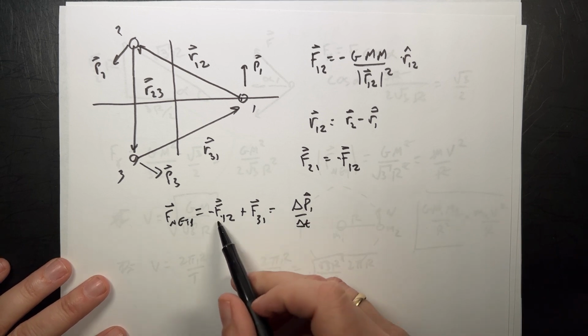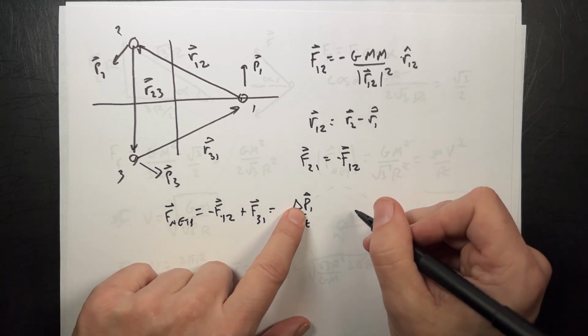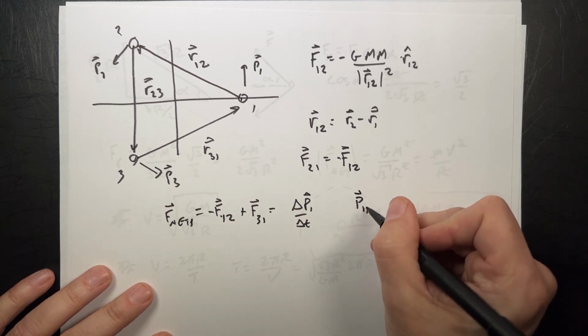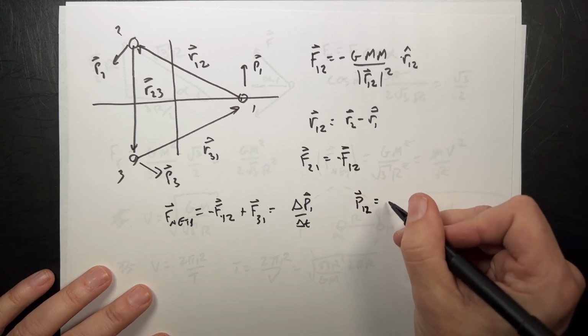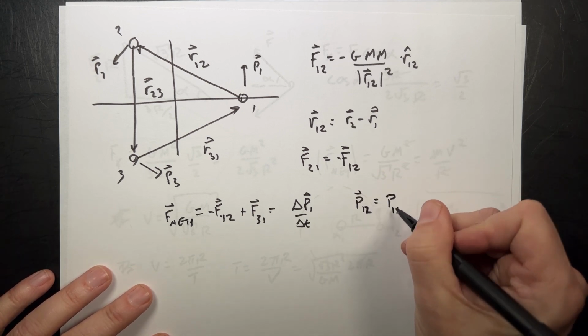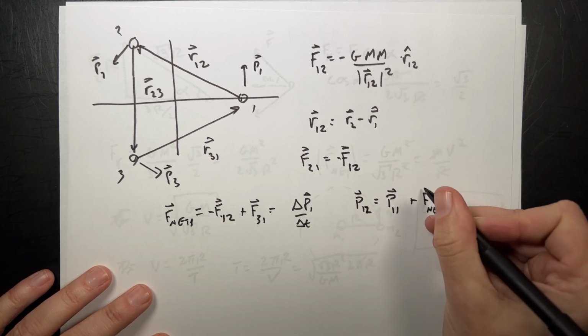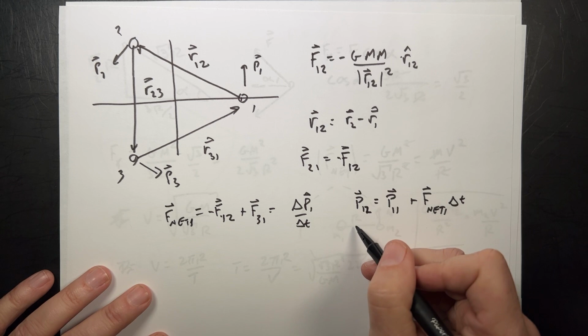So if I assume these forces are constant over a short time interval, I can say the final momentum at the end of the time interval for 1, P12, that's the momentum at the end of the time interval. I know the notation stinks. Is P11 plus F net 1 delta T. So I can update the momentum. I can do that for the other objects too.